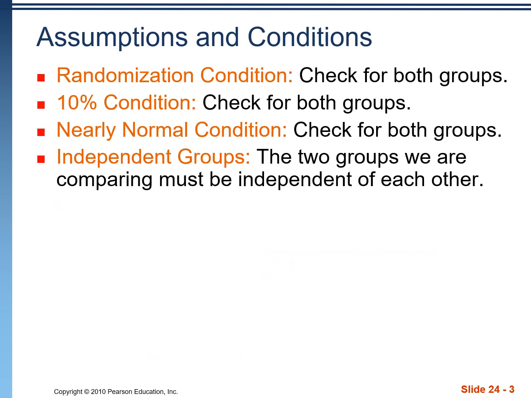Assumptions and conditions, you could probably guess. We have randomization, 10%. Since it's quantitative data, we have to check the nearly normal condition. All three of those we're checking for both groups. And since we have a second sample here, we're checking the independent groups assumption just to make sure the two groups we're comparing are independent of one another.